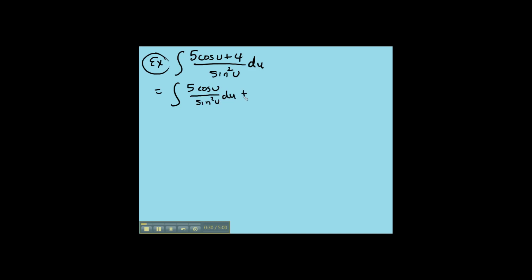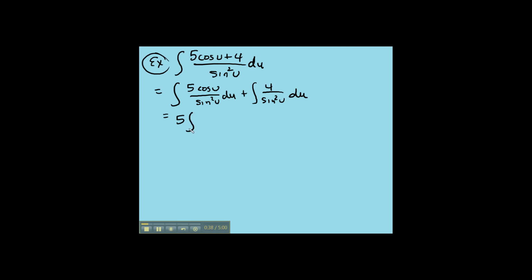Alright, so I thought that I would do an extra example of an integral involving cosines and sines, just so that you have another example of these trigonometric functions. So this is one right here where I can break this integral of 5 cosine of u plus 4 over sine squared u du into two integrals. So let's make it 5 cosine of u over sine squared u du, and then 4 over sine squared u du.